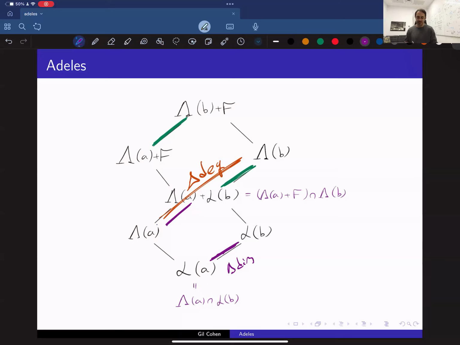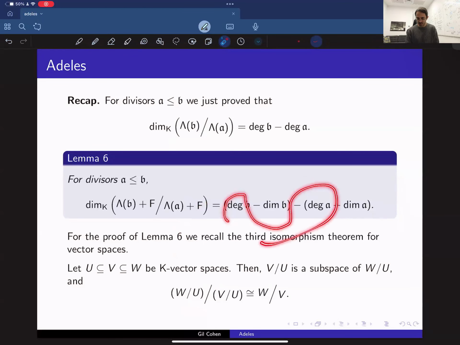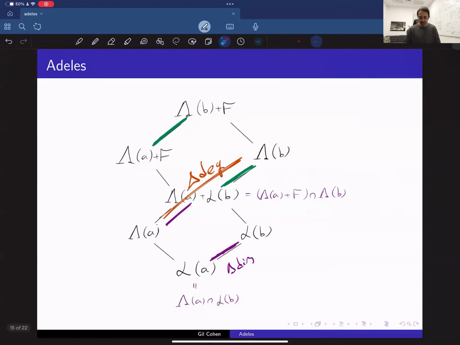Well, it's actually just obvious. It's just the dimension difference. And that's it, right? So this thing that we care about is the difference between the degrees minus the difference between the dimensions, which is precisely what's written here. Okay, good. So that's proved by picture and it works. The two things I owe you is why these two equalities hold. So let's go over that.